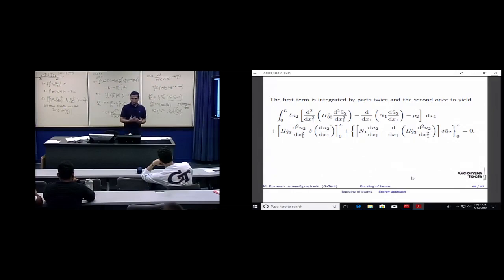We say that for stability, the second order derivative should be greater than 0 because the potential will be a minimum, and that will be a stable equilibrium solution. So the condition is such that P, the load, should be less than this load for stability, and that's our critical load. Any questions?